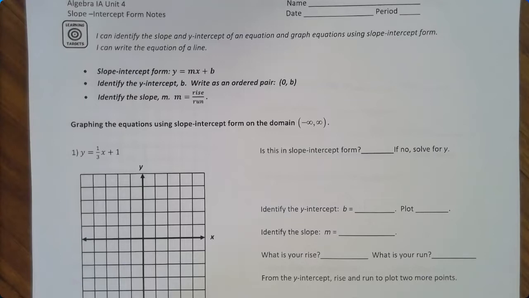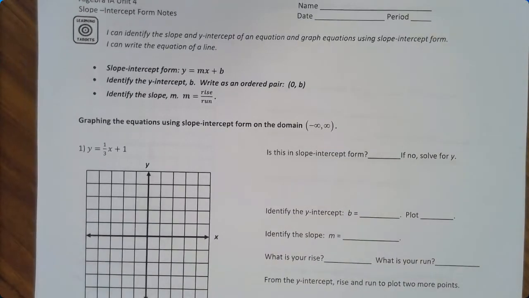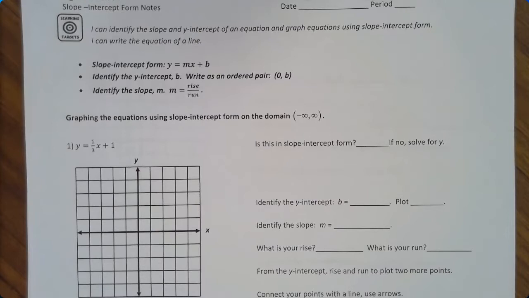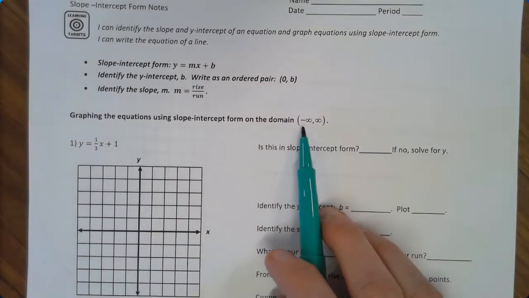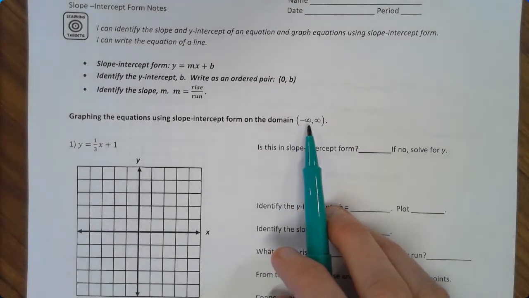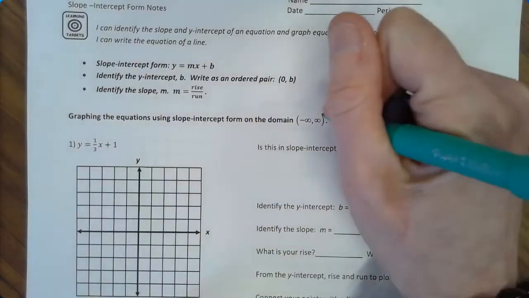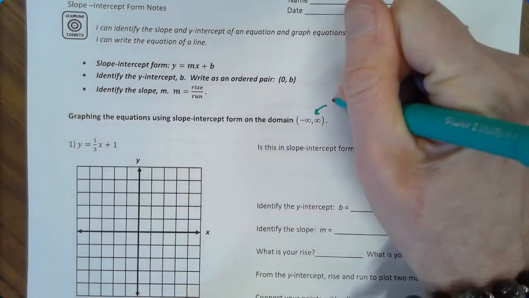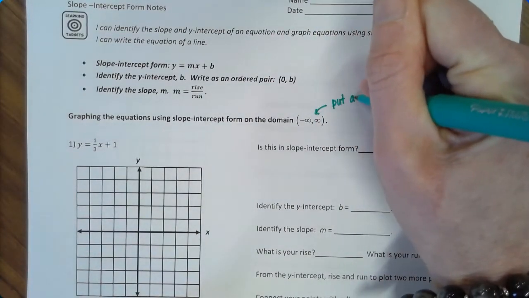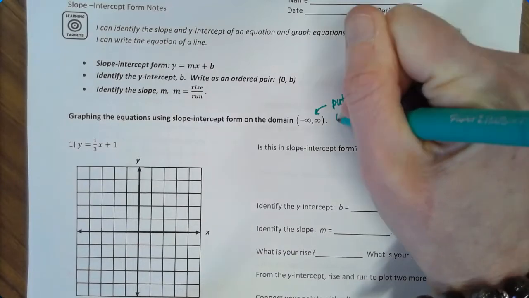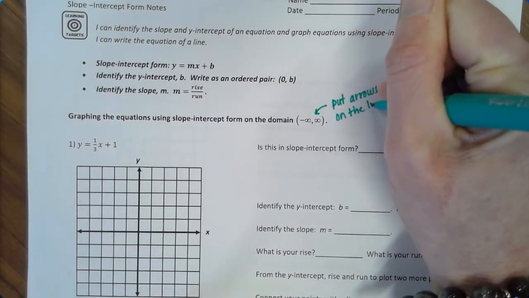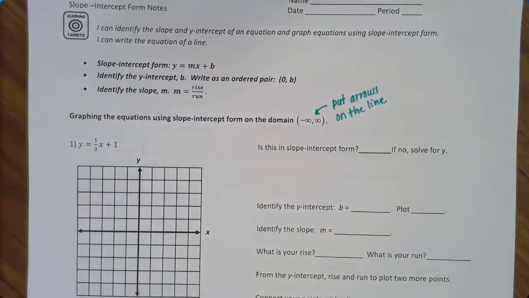So what you're going to do is follow along on the notes as we go through this video. And we're going to look at first how we graph equations using our slope-intercept form. And again, we're using the domain all real numbers from negative infinity to infinity. So that's going to tell me to put arrows on my line at both ends as we draw them.